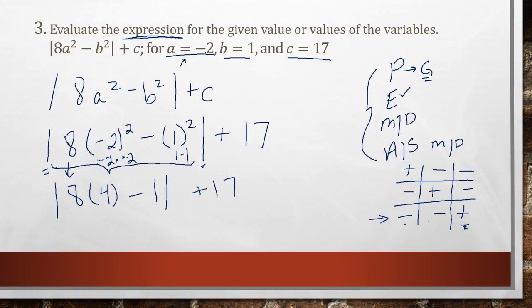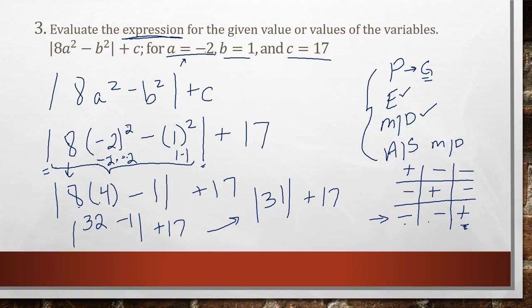Next, inside these absolute value symbols, we're going to do multiplication and division. So we have 8 times 4, that gives us 32, minus 1 plus 17. There's no more multiplication or division, so we just do the 32 minus 1, which gives us, I'm going to bring it over here, 31 in absolute value symbols plus 17. And what's the absolute value of 31?